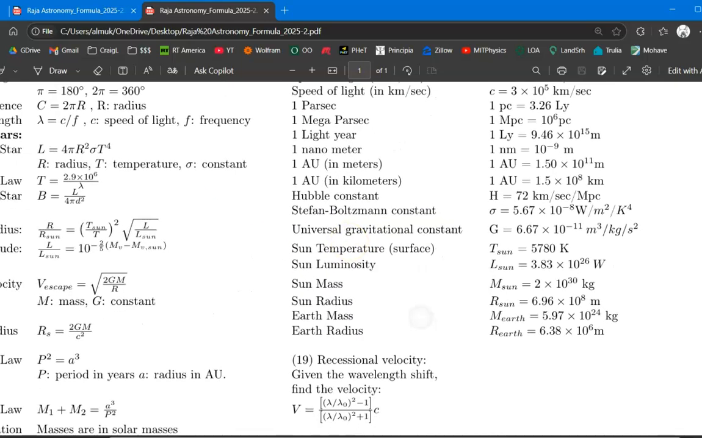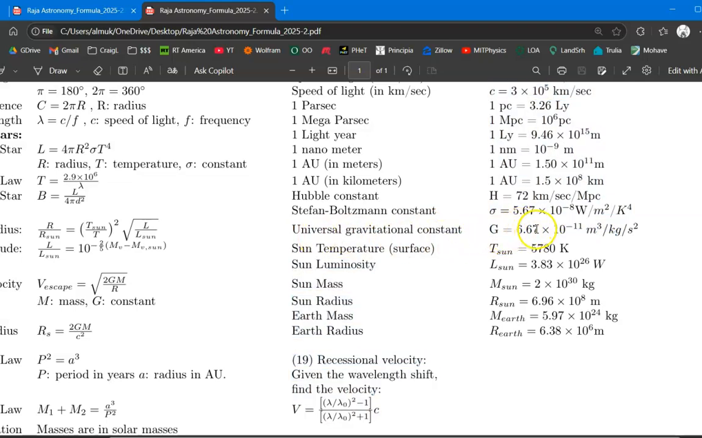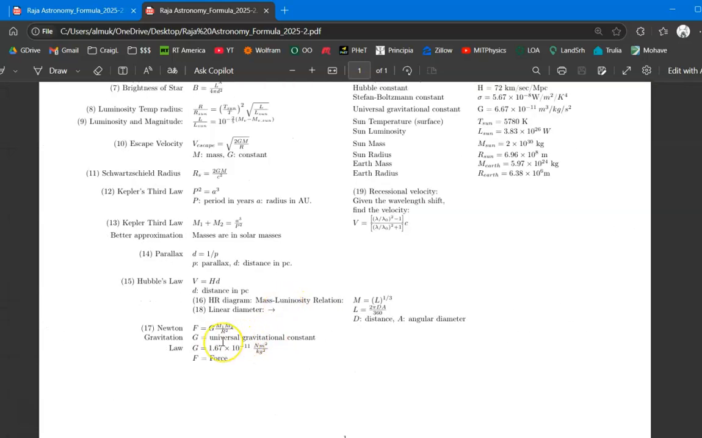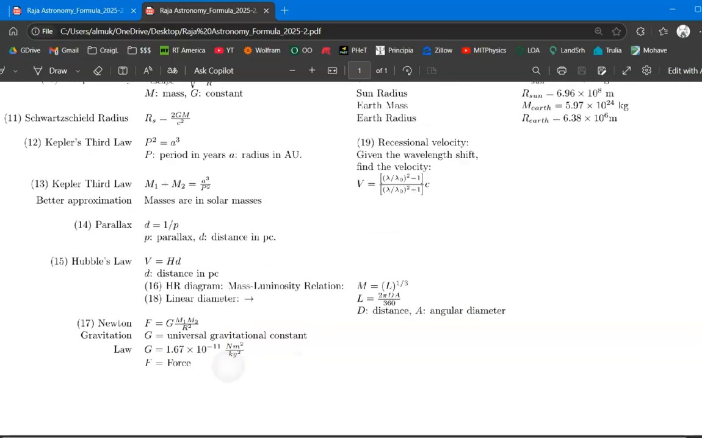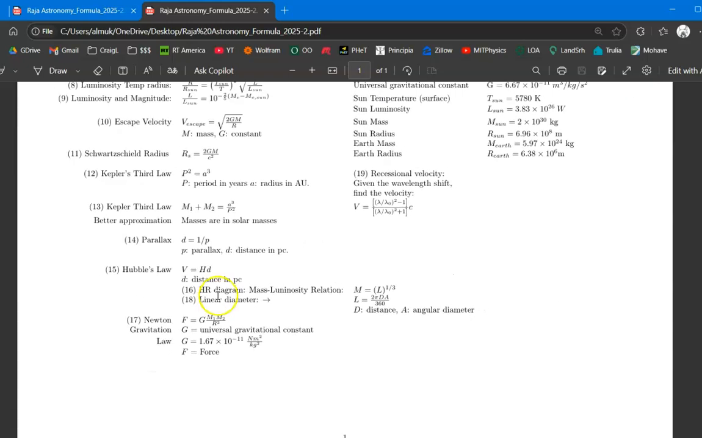Can I make it bigger? There we go. Okay, so here it is. The universal gravitational constant right there, 6.67 times 10 to the negative 11, and it's written in a different equivalent unit, okay? And then Newton's gravitational law is right at the bottom, right there. Right here, F equals G M1 M2 over R squared. I'm using capital R here, but that's basically what it is, equation number 17, okay?